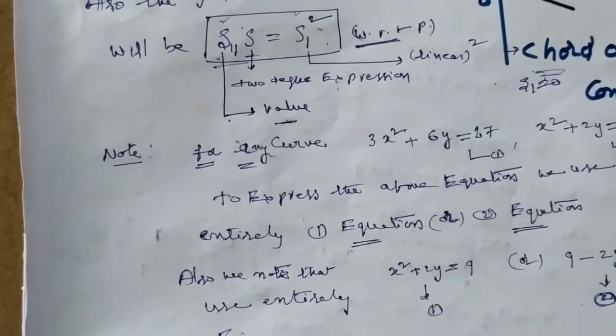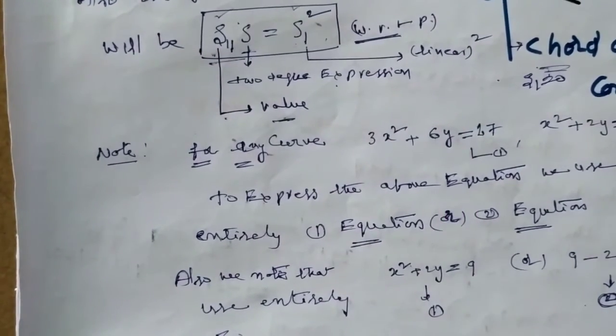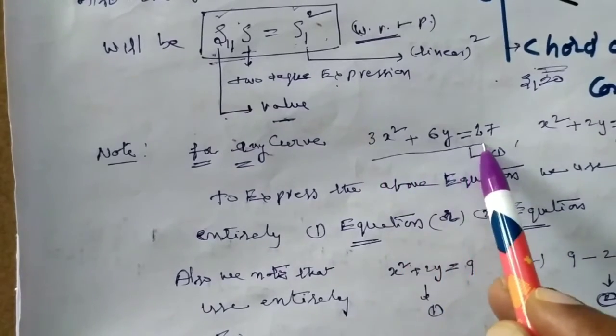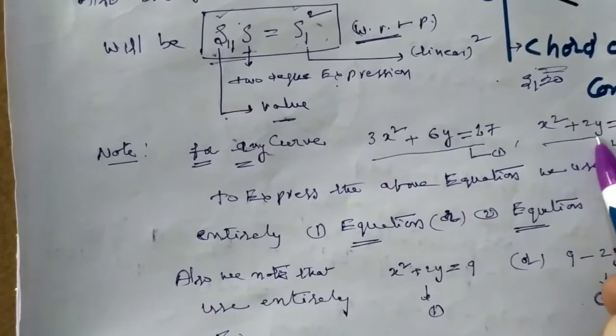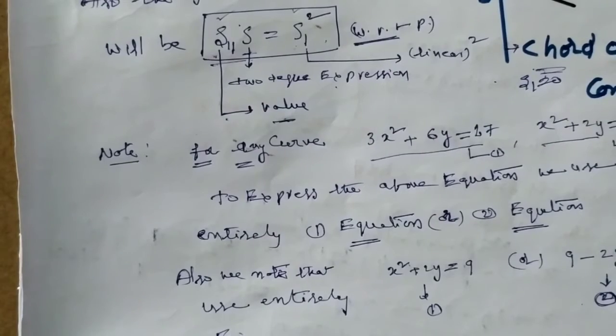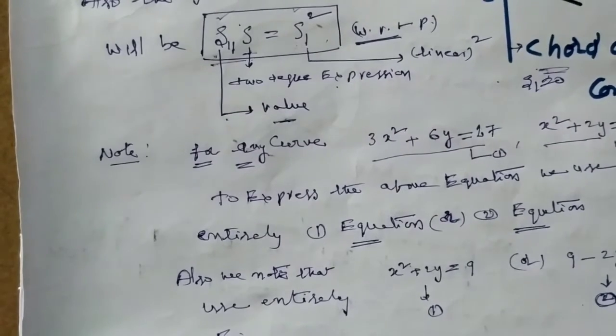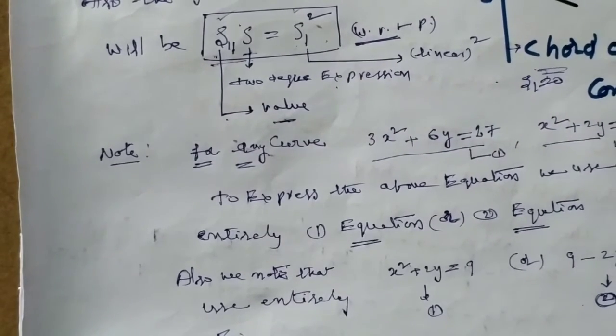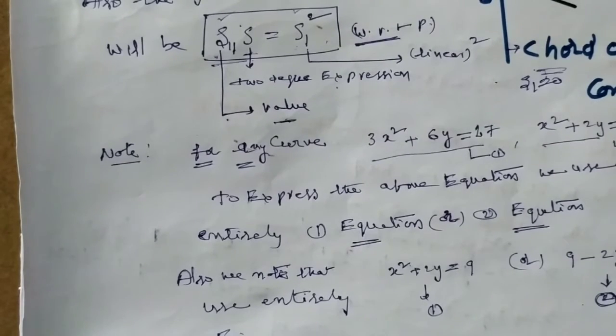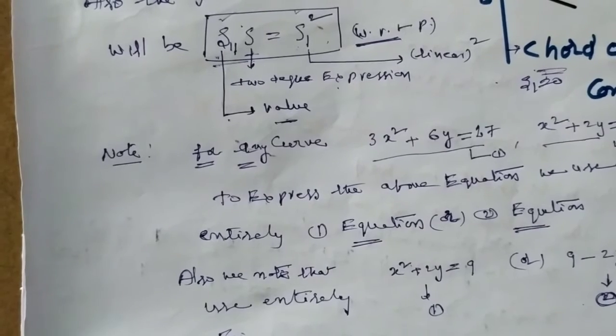Let us do some example. For the curve 3x square plus 6y is equal to 27, that is x square plus 2y is equal to 9. For the curve x square plus 2y is equal to 9, to express the above equation, we use entirely equation 1 or equation 2.